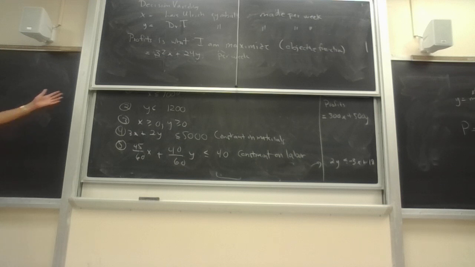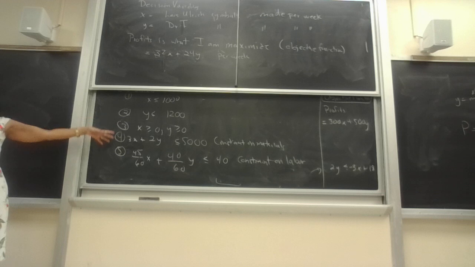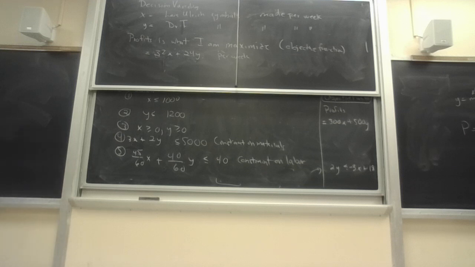And that's all the different constraints that you have. And this is the algebraic formulation of this problem, of this optimization problem. That's what it looks like. Any questions? And we got time to go.